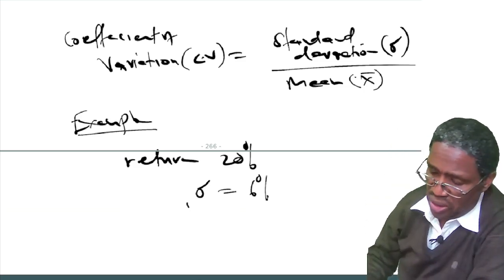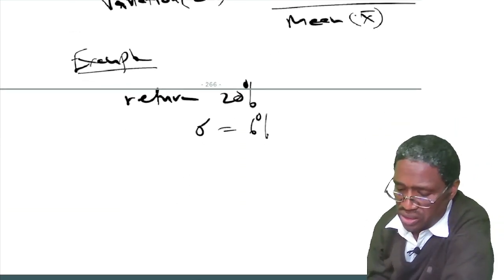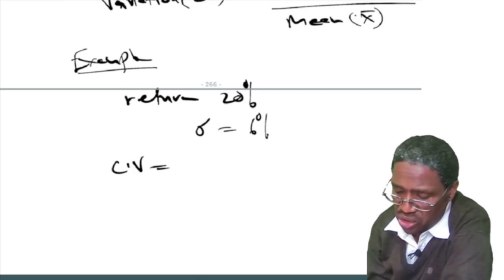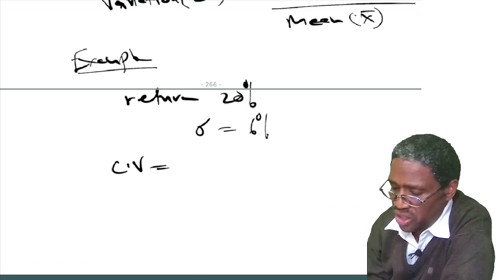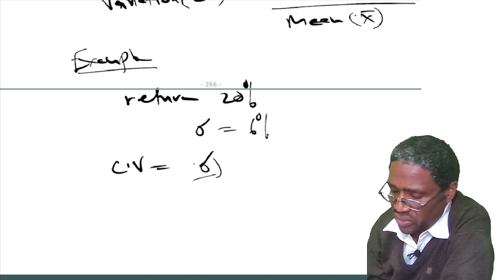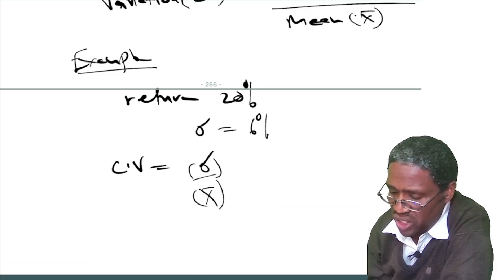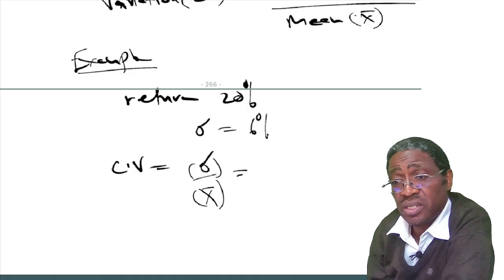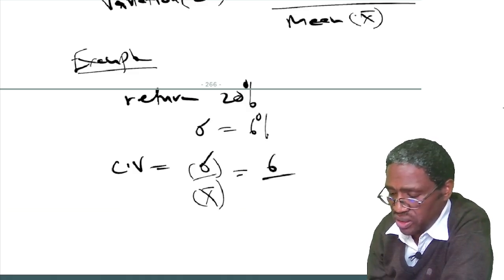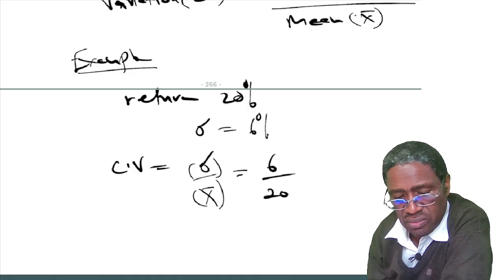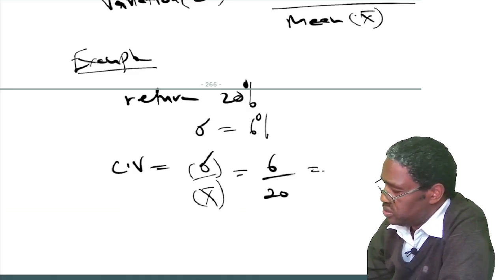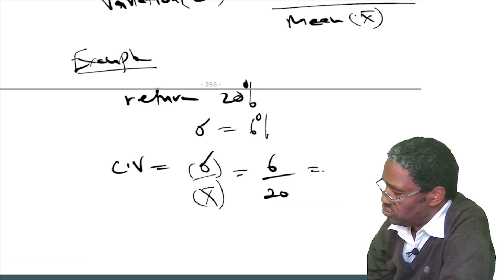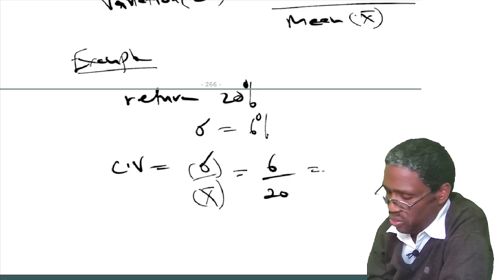This is simple. Let's now calculate it. Your coefficient of variation is equal to standard deviation, theta, divided by mean x bar. You now know what these symbols represent. Our theta is 6%. Divide that by 20. What does it come to? 6 divided by 20 is 0.3.